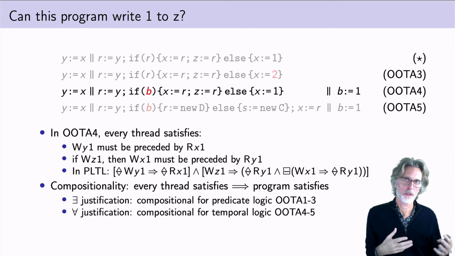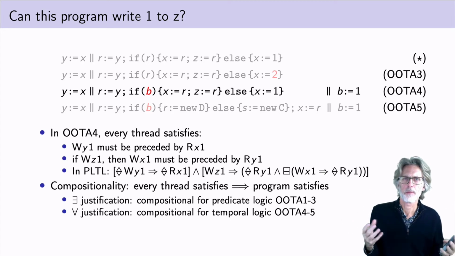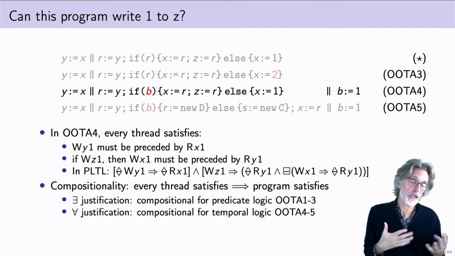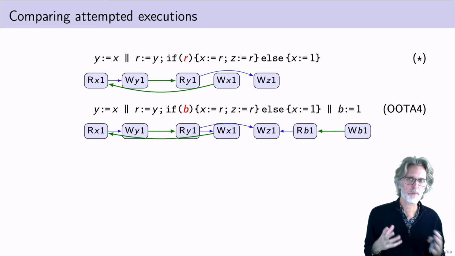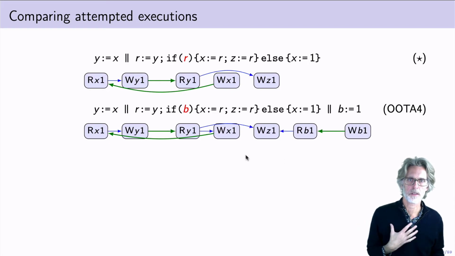For weak models, we can establish compositionality for something like propositional logic, but it's not going to happen for a temporal logic, as UDA4 shows. But for the strong models, I can actually prove or give compositional proof rules for programs like UDA4 and UDA5. In our model, the attempted executions are going to look like this. You can see that the star program will be allowed, whereas UDA4 is going to be disallowed due to the cycle.